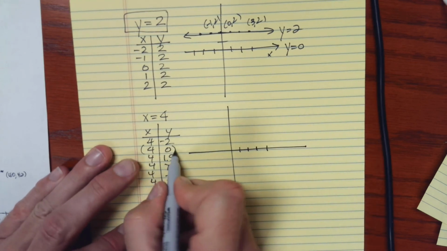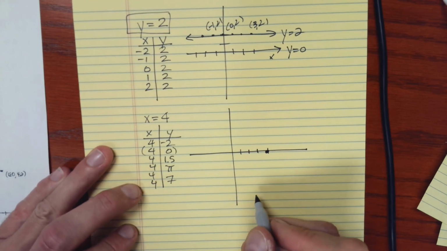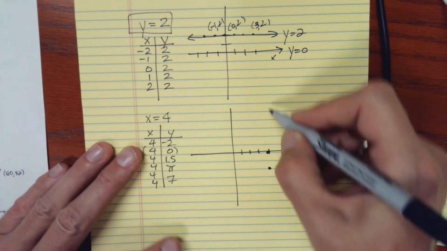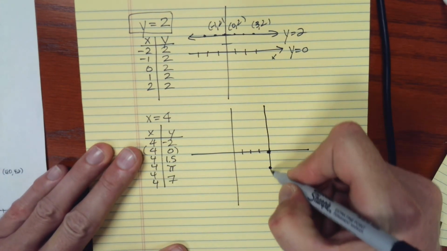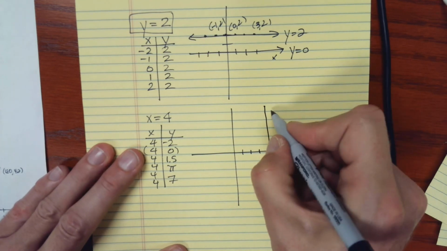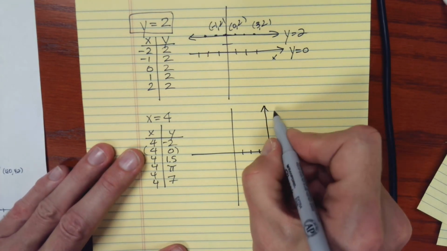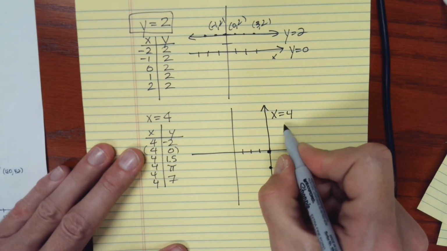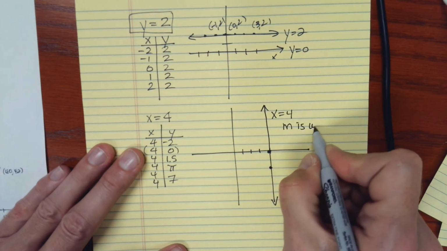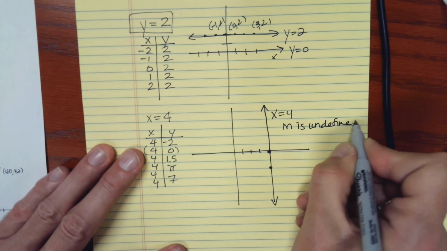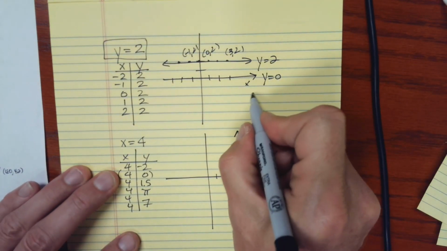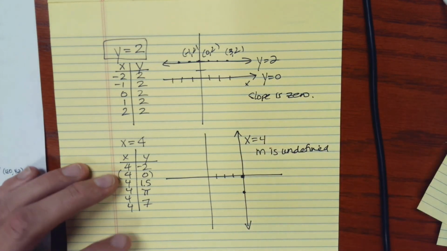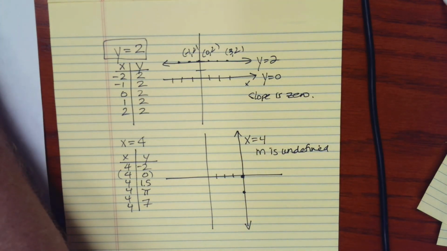Thinking about what this means in terms of a graph, our x value is always 4. So I have the point 4, 0. I have the point 4, negative 2. And any point with an x coordinate of 4 is going to be on this line. This is the line x equals 4, and it's vertical. Remember, its slope is undefined. And up here, the slope is 0. I hope that helps.